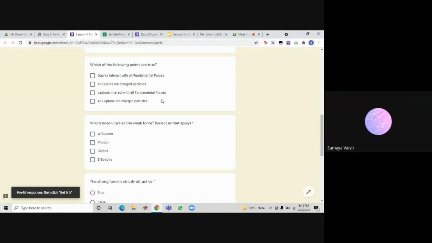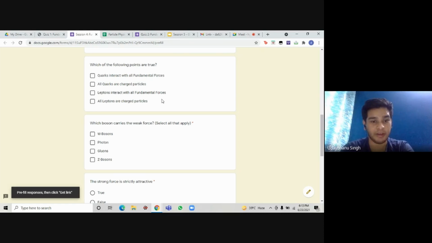Yes, that's a good point. So the last point is actually incorrect. As you said, neutrinos are a species of leptons, and they, of course, are neutral. And the second point is correct. All quarks are charged particles. So those are the two right options. So yeah, good job there.